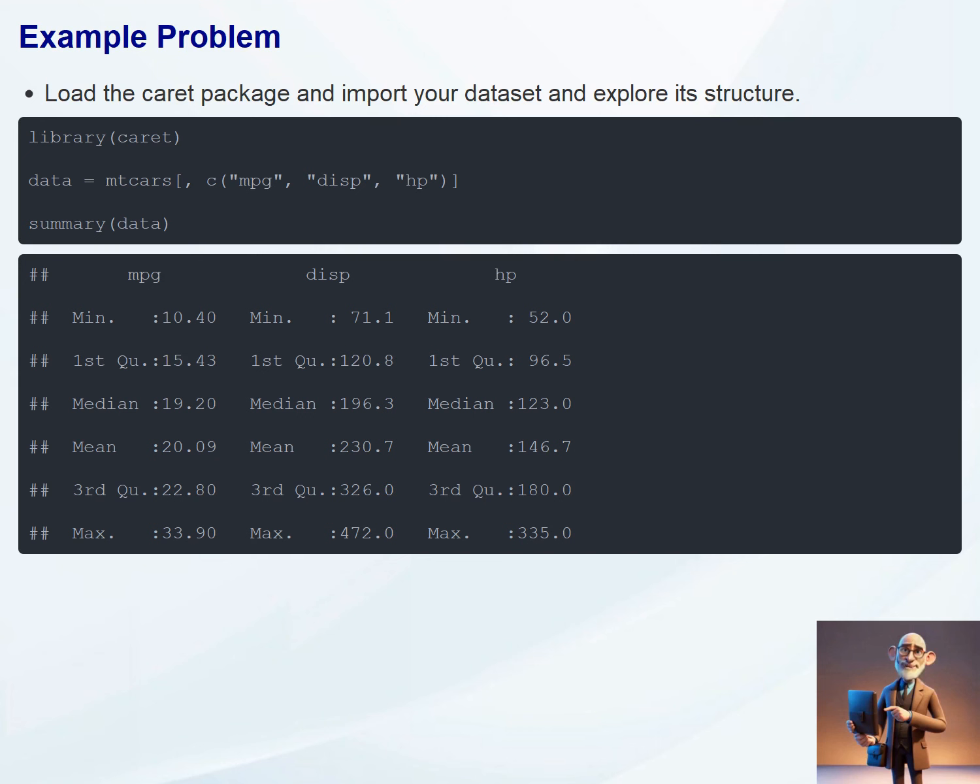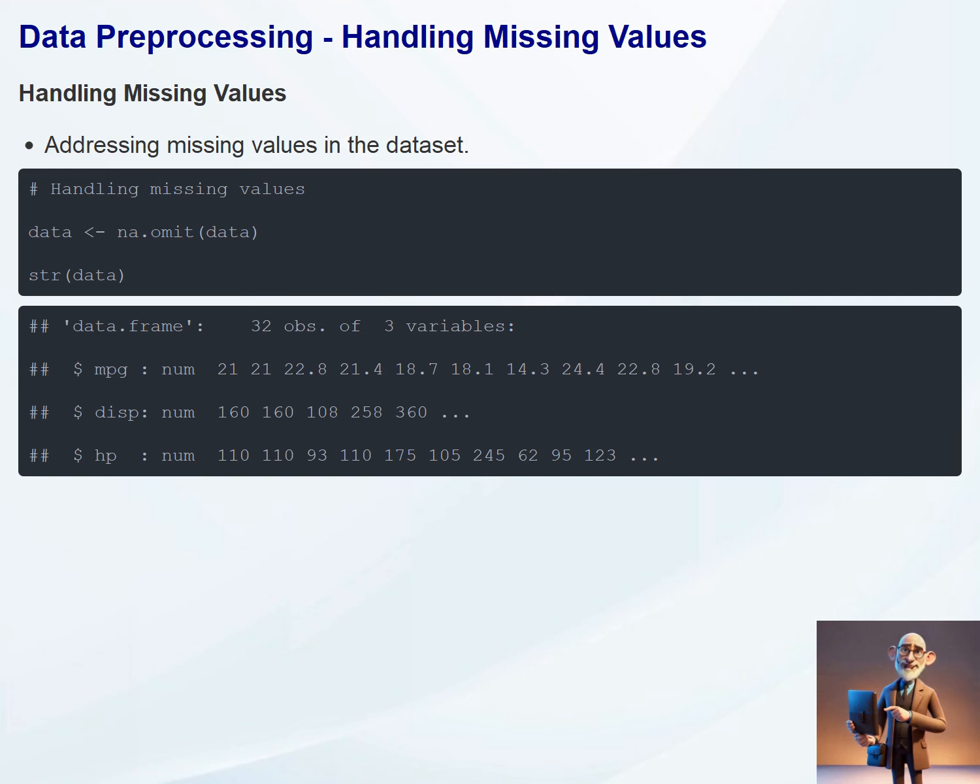Now let's apply decision tree modeling to a practical example using the mtcars dataset. We'll create a binary target variable and build a decision tree to visualize the decision-making process. Before we dive into the modeling, let's ensure our data is in good shape. We'll handle missing values in the dataset to ensure accurate and reliable results.